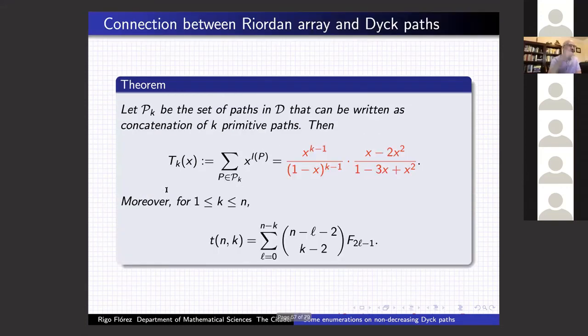Okay, what happened with the total number of paths that can be written as a concatenation of primitive paths is given by this. So if you observe here, we have one generating function, and suppose that we don't have this power, right? Just this. And we have another generating function. So this is giving us an idea that if we vary k, we obtain f, and this is my G. So with this, we can create the reordered array.